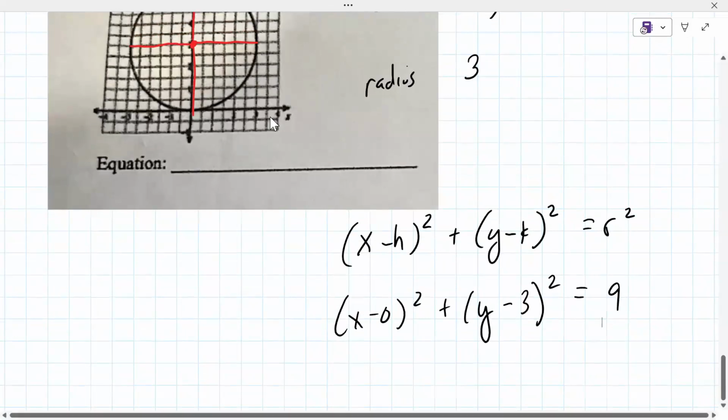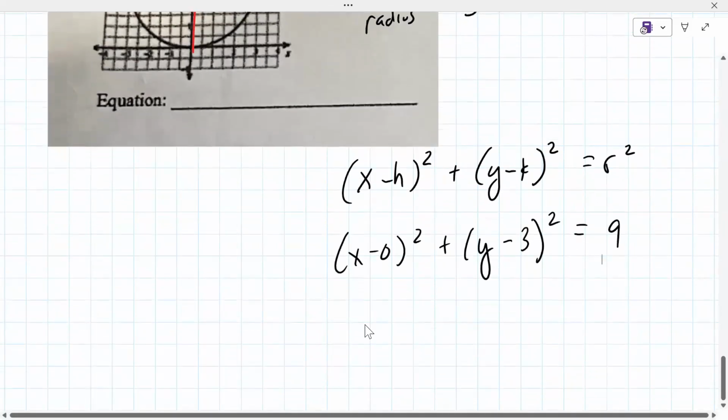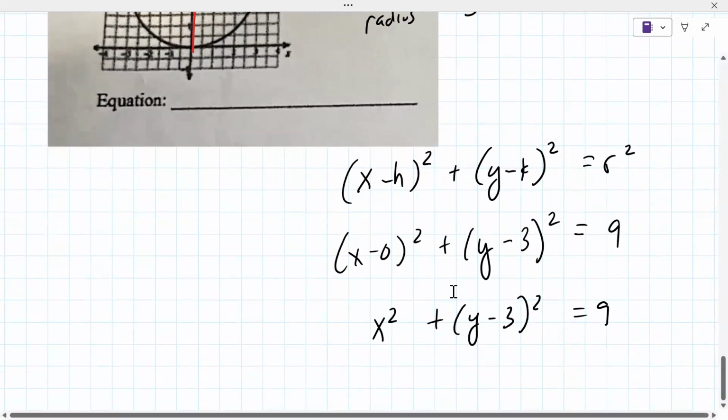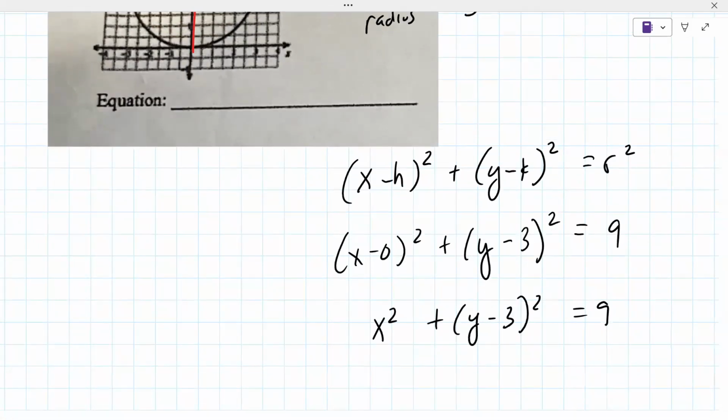Now, the only other little thing here is that you don't leave it as x minus 0. You just rewrite it as x squared. Oh, got it. Just because you don't leave it like that. Yeah, just like this. Got it.